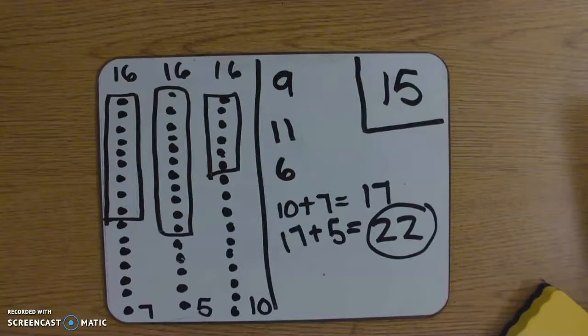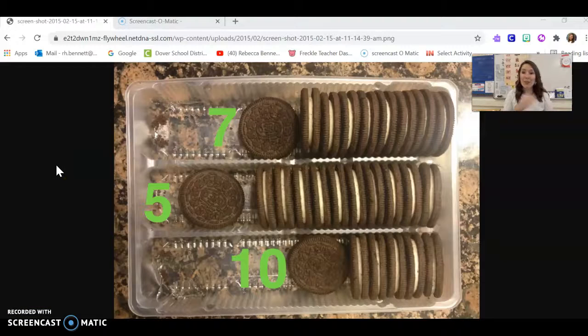Are we ready to see if that's the correct answer? Let's go back now and watch part 3. Here's our part 3. Oh, good. They got the same numbers that I got. 7 cookies from the first row, 5 from the middle row, and 10 from the bottom row. So we have 10 plus 7 is 17. And let's count on from 17. 17, 18, 19, 20, 21, 22.